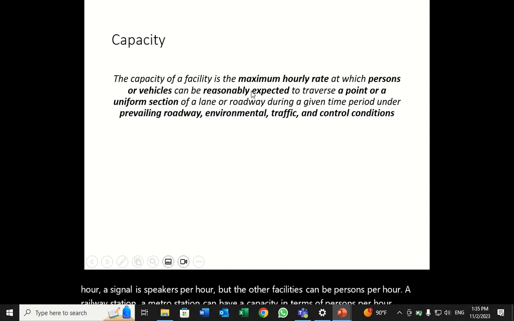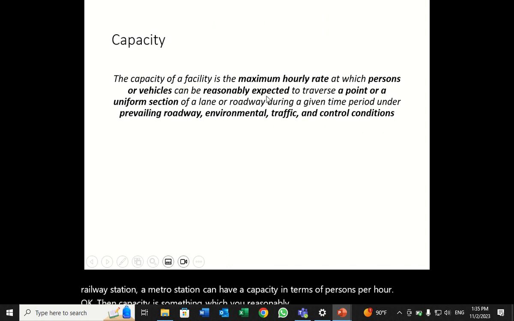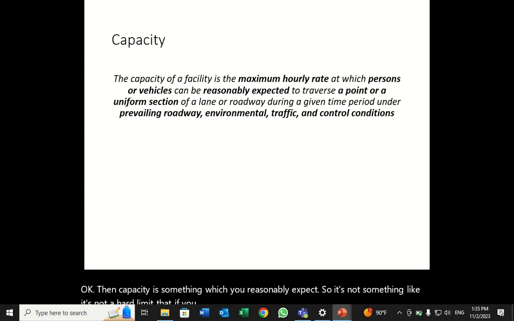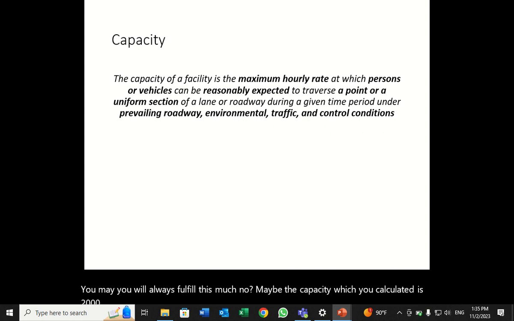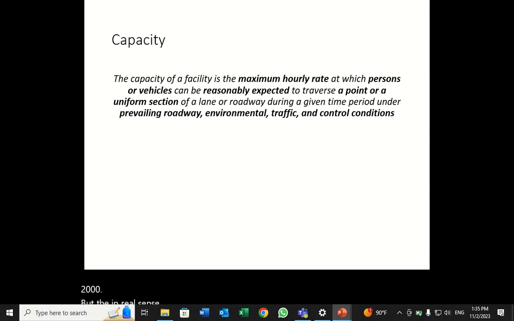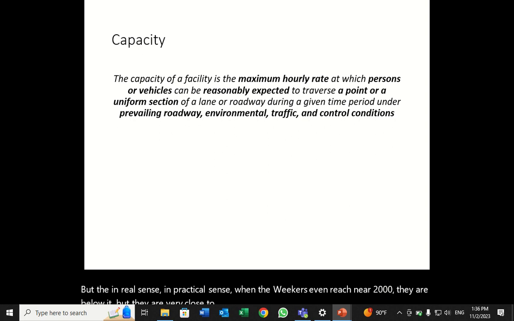Okay, and then capacity is something which you reasonably expect. So it's not a hard limit that if you reach this, then you cannot go beyond it, or you will always fulfill this much. No, maybe the capacity which you calculated is 2000, but in real sense, in practical sense, when the vehicles even reach near 2000, they are below it, but they are very close to 2000, you may start seeing a breakdown and traffic jam and queue, and it can happen the other way around as well.